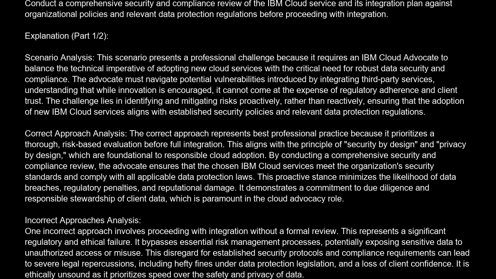Correct approach analysis. The correct approach represents best professional practice because it prioritizes a thorough, risk-based evaluation before full integration.